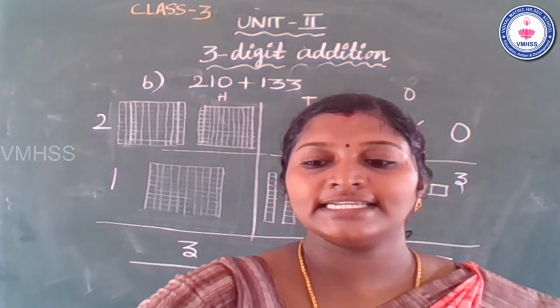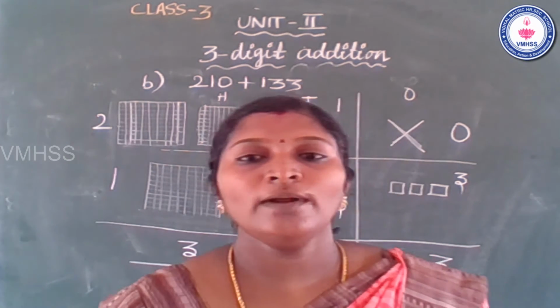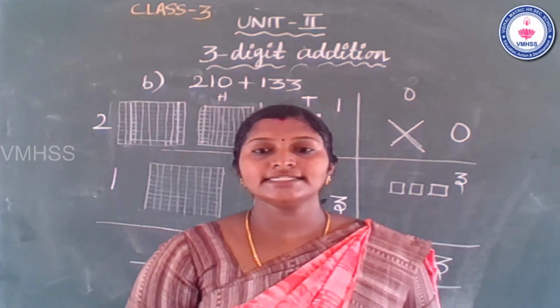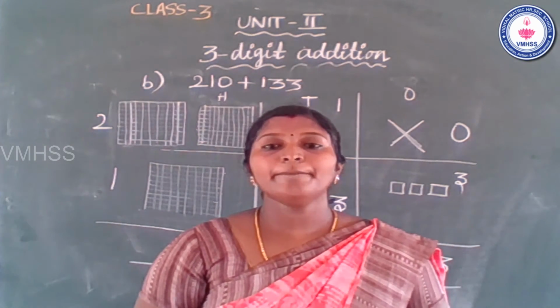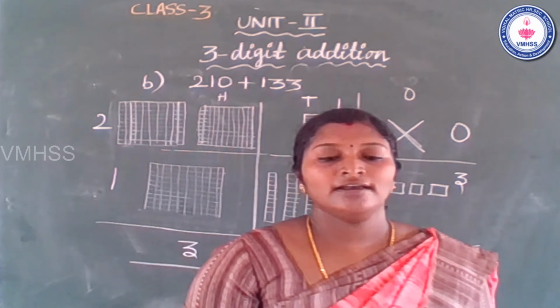Okay. Shall I move to the next slide? So, next one is number pairs to 1000. Number pairs to 1000. Okay.